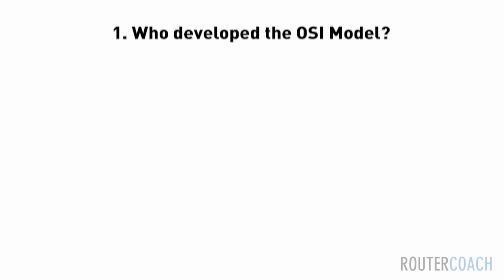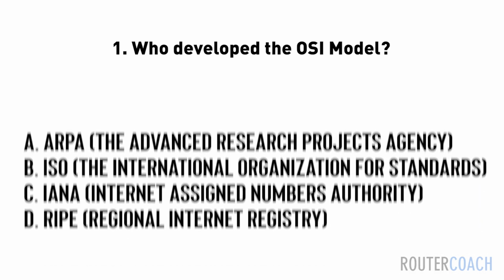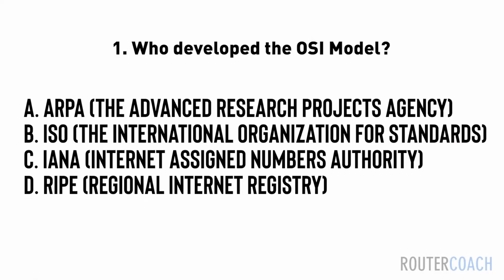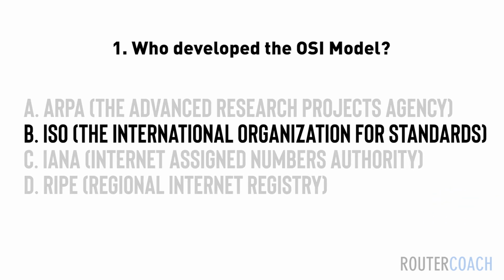Now, it's question time. 1. Who developed the OSI model? A. ARPA, the Advanced Research Projects Agency. B. ISO, the International Organization for Standards. C. IANA, Internet Assigned Numbers Authority. D. RIPE, Regional Internet Registry. The answer is B.